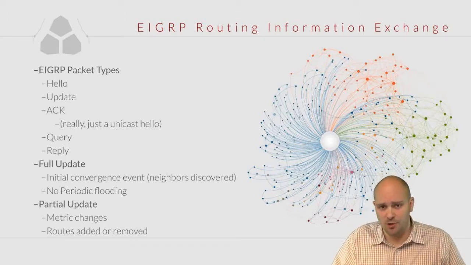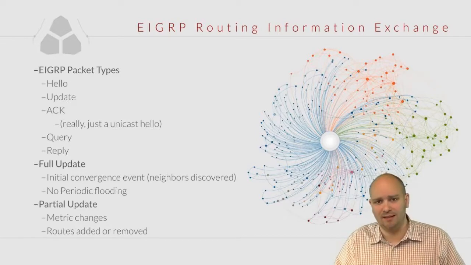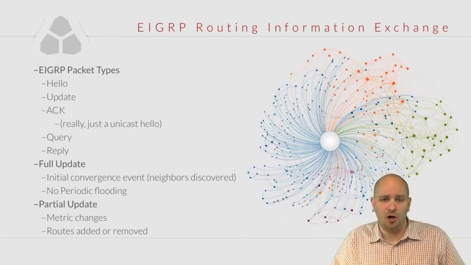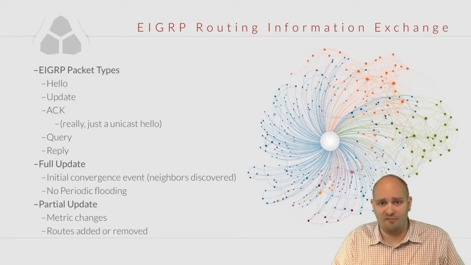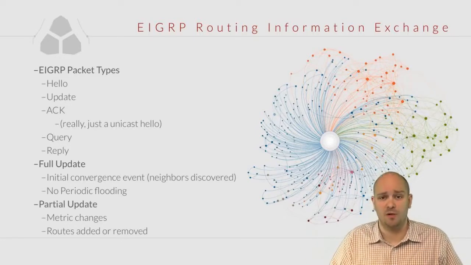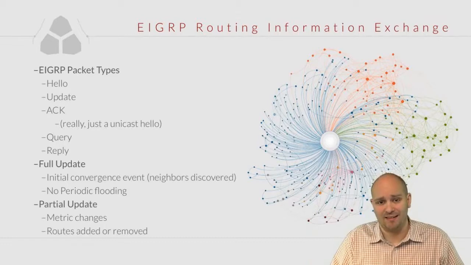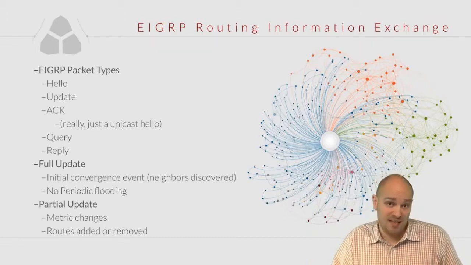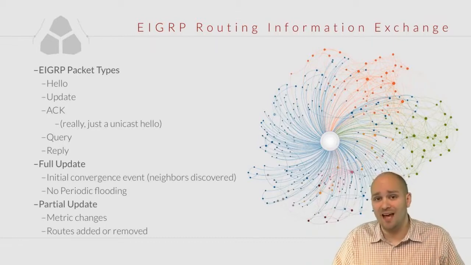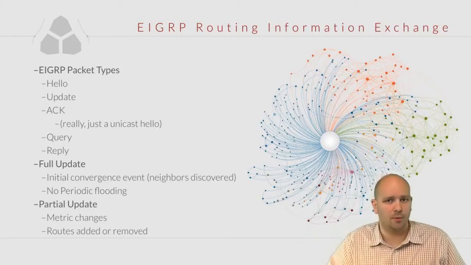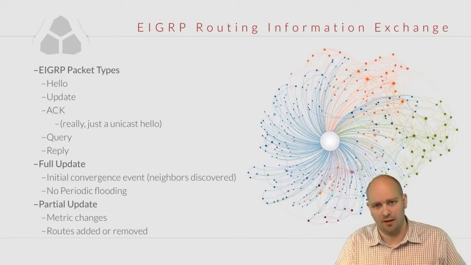But while I'm on the subject of talking about EIGRP packet types, let me just mention that there are overall 5 packet types if we treat an acknowledgement packet as a separate packet type. They are the hello, the update, the acknowledgement, the query and reply packets. I'm going to talk about the query and reply a little bit later on.